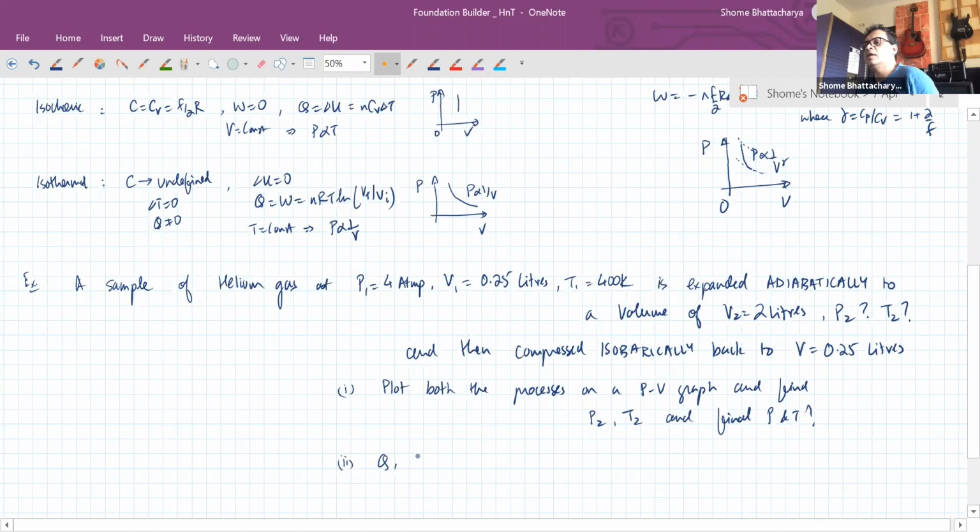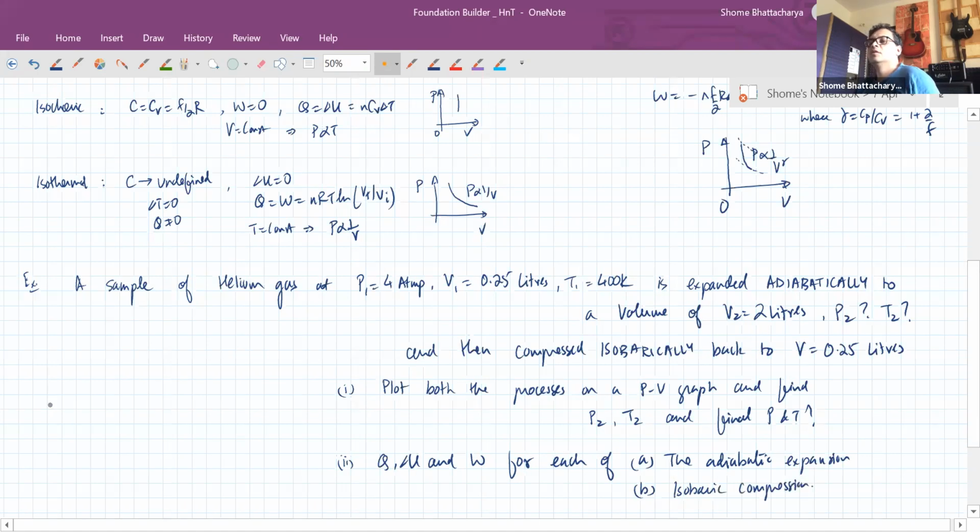Second, calculate Q, delta U and W for each of the adiabatic expansion process and later the isobaric compression process. Take the value of 1 atmosphere of pressure to be equal to 10 raised to 5 pascals for this question.